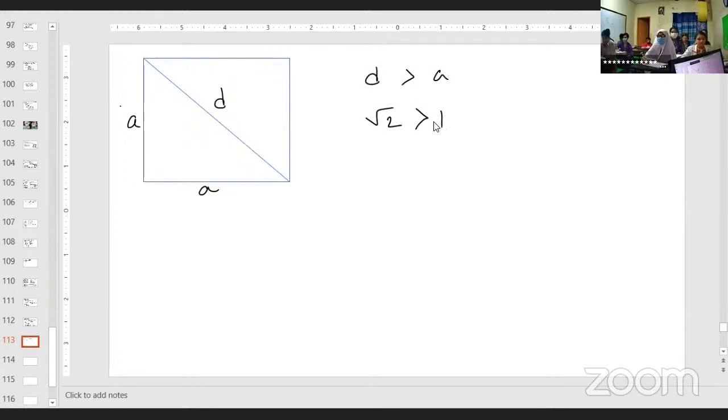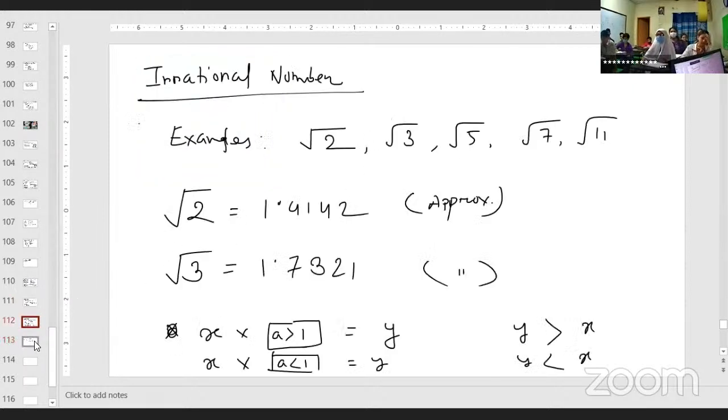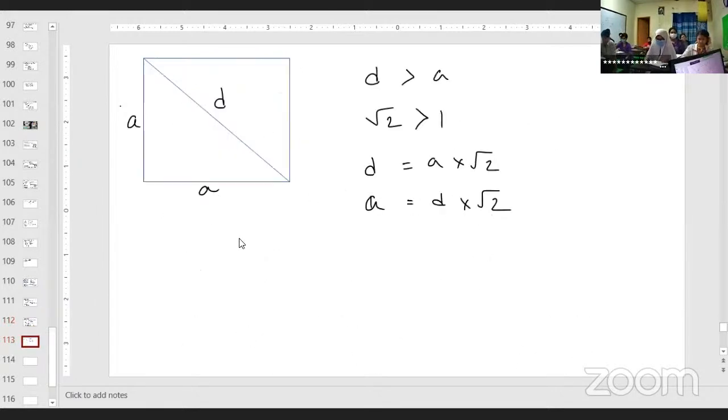What relation will be correct? D is A multiplied by √2, or A is D multiplied by √2, because A is smaller. Once I multiply it by a number √2, which is greater than 1, because √2's value is 1.4142. So if you multiply the A by √2, you're going to get the D, which is the product, and the product will be greater than A. So the correct answer is this one, and this is wrong, right?